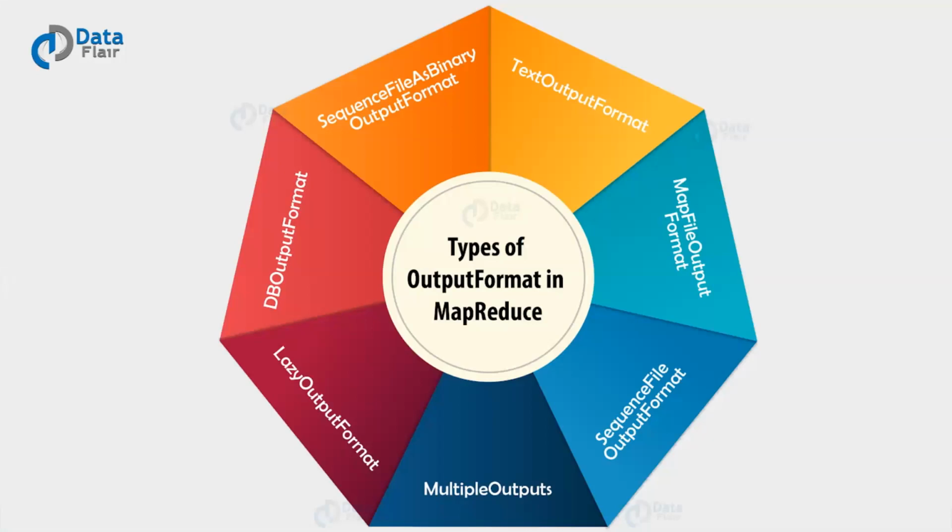Next, we have the sequence file output format. It writes sequence files for its output, and it is the intermediate format used between different MapReduce jobs. There is also the sequence file as binary output format, which is almost similar to the other one, except the keys and values are written in binary format. Then we have the map file output format. It writes output as map files. The keys in the map file must be added in order to ensure that the reducer emits the keys in sorted order.